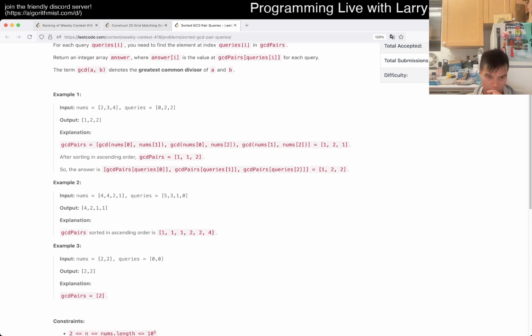Okay, if we sort the numbers, the smallest number has to be GCD to all the other numbers bigger than it. That's not true. It could be 1. All the numbers bigger than it.